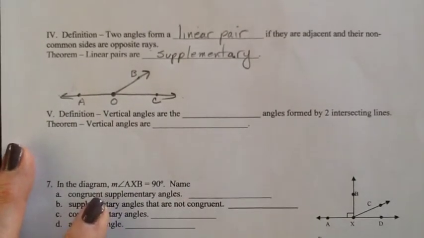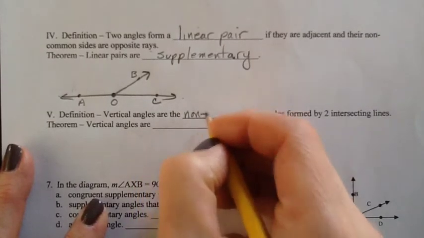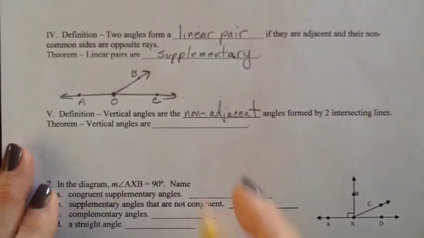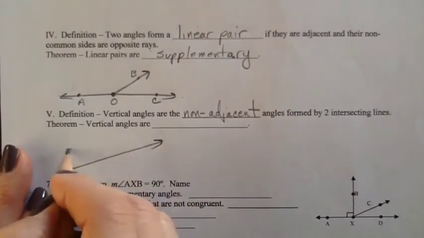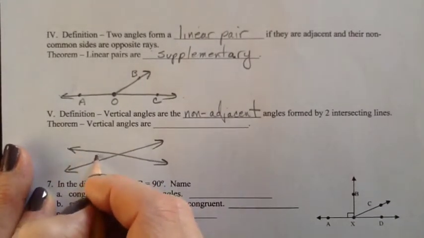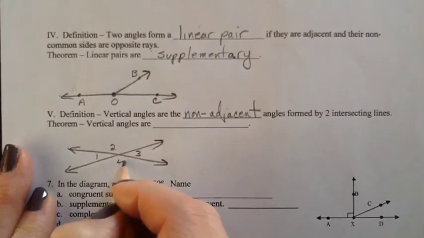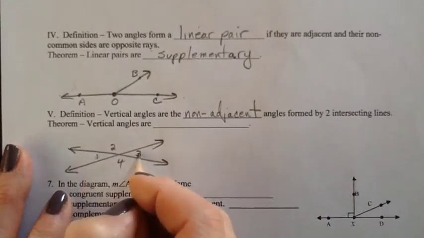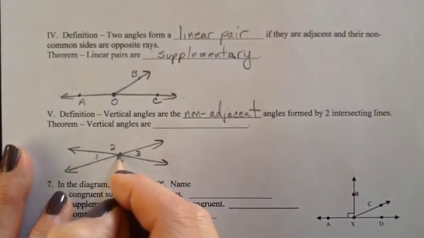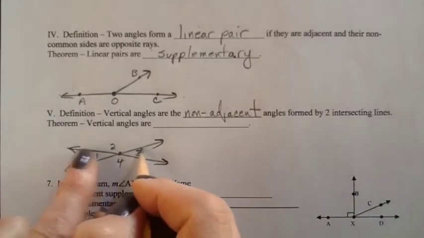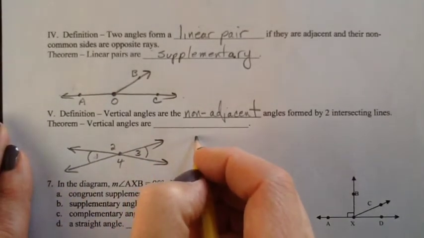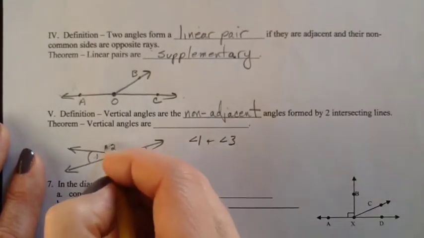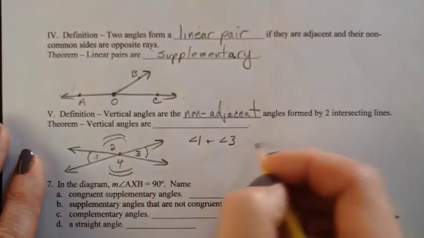Vertical angles are the non-adjacent angles formed by 2 intersecting lines. There's a line, there's a line, they intersect. Angles 1 and 2 are adjacent, so they can't be vertical, but 1 and 3, they're not adjacent. They have a common vertex, but they don't have a common side. Here they are, 1 and 3. Those would be called vertical angles, angle 1 and angle 3. Another pair of vertical angles are 2 and 4.